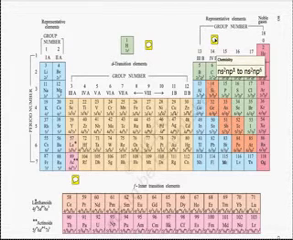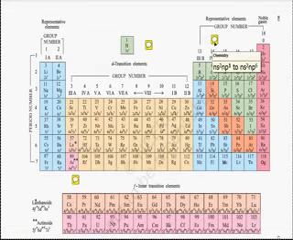Now the general electronic configuration is, as I told you, ns2 np1 for group number 13. Group number 14 will have ns2 np2. Group number 15 will have ns2 np3, and so on. Group number 18 will have ns2 np6.